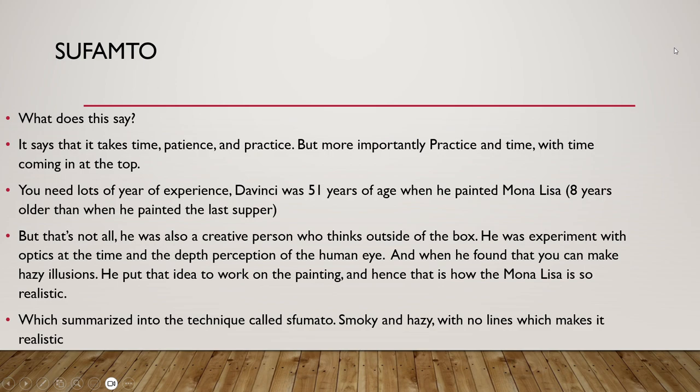So he was 43 when he painted the Last Supper, and he was 51 when he painted the Mona Lisa, okay? And so again, you see, he was experimenting on an object. After time, he thought outside the box to create the Mona Lisa, and that's what's impressive about him. He wasn't the only one.